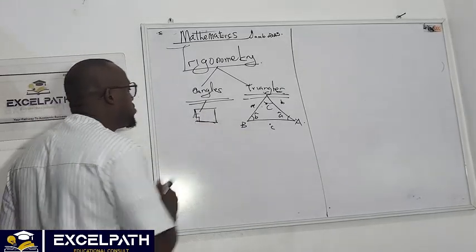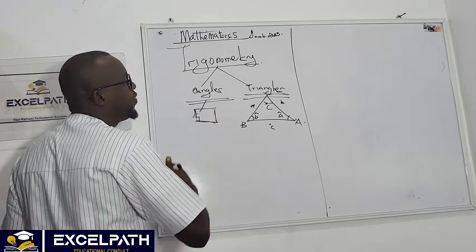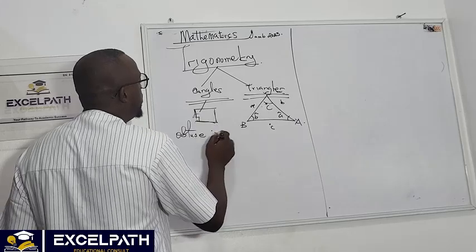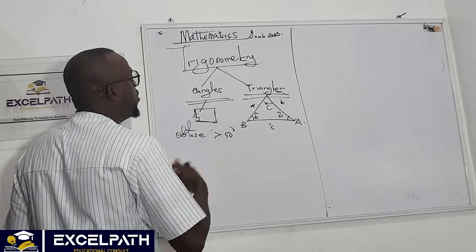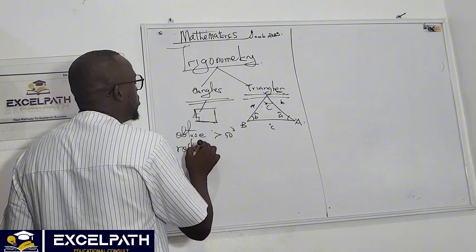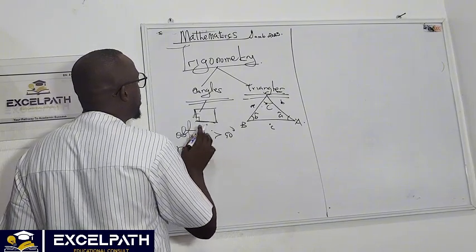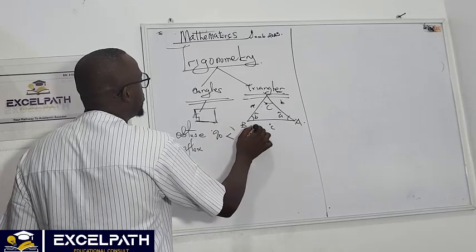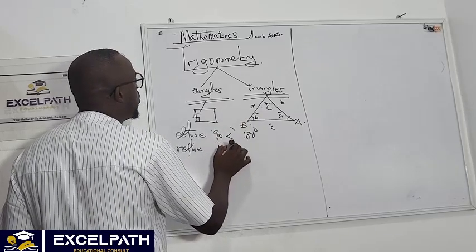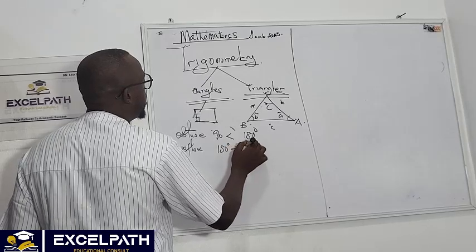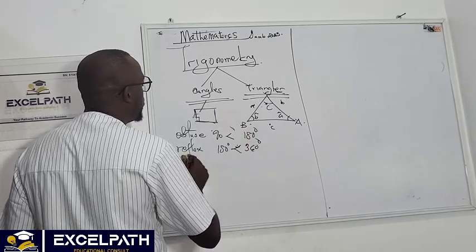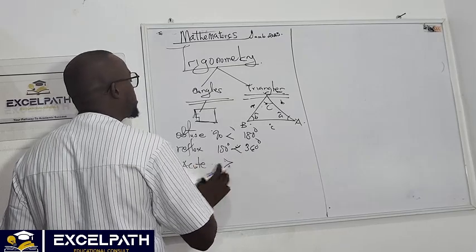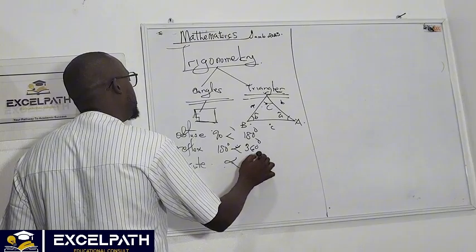We have different types of angles and triangles. We have what we call an obtuse angle, that's less than 90 degrees. We have what we call a reflex angle. Obtuse is between 90 degrees and 180 degrees. Reflex angle is between 180 degrees and less than 360 degrees. We have what we call an acute angle. An acute angle is what is less than 90 degrees.